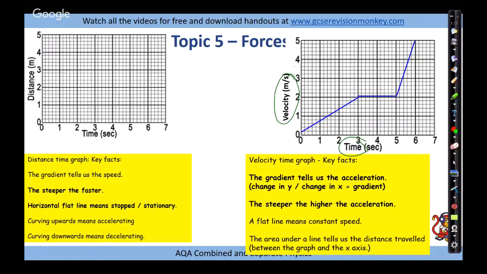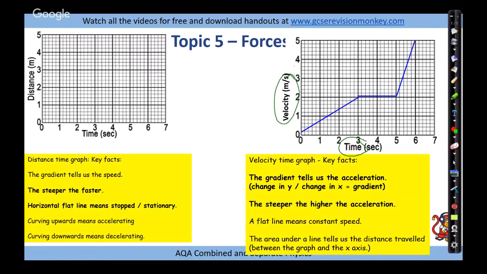This bit here, we're at a constant speed now. The speed doesn't change between 3 and 5 seconds. And this bit here, we're really steep, so we've got a high acceleration. So the speed is increasing more quickly during this between 5 and 6 seconds. Now, a flat line means constant speed here. Now then, the area under a line tells us the distance travelled.